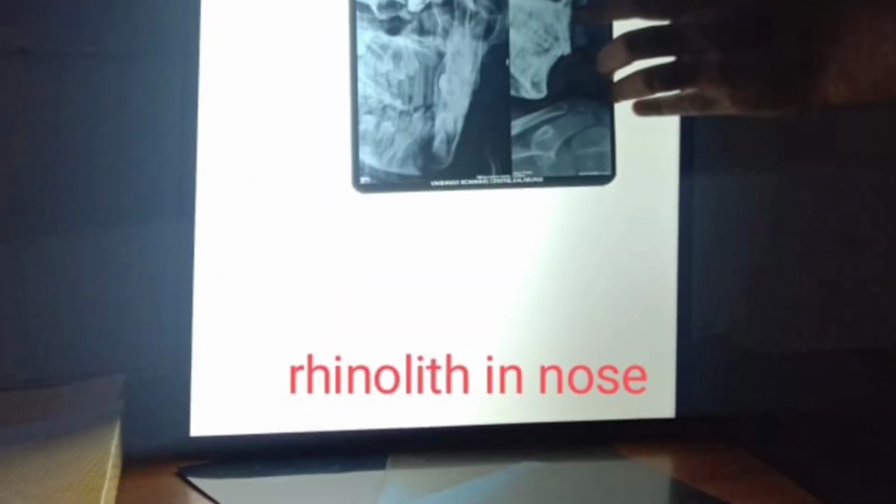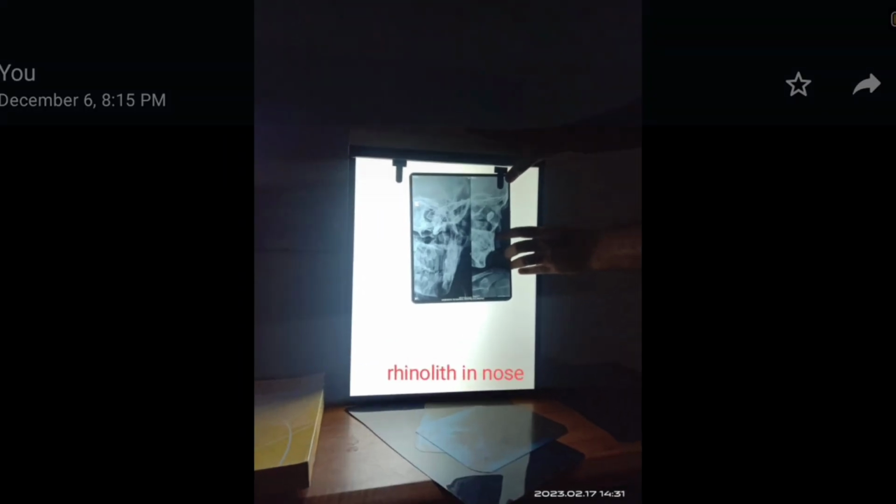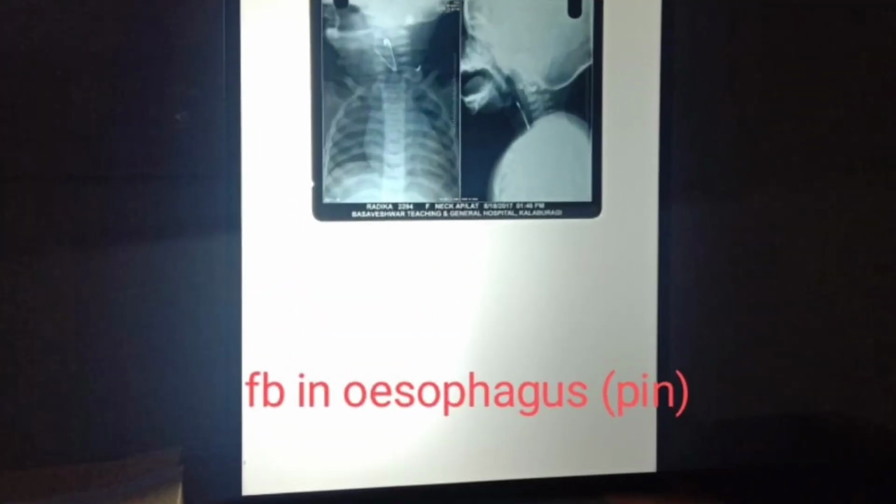Next, this is a rhinolith in the nose. Here you can see the rhinolith. They will tell you to locate that. Next, they will ask what a rhinolith is and so on. If you know, you can tell.